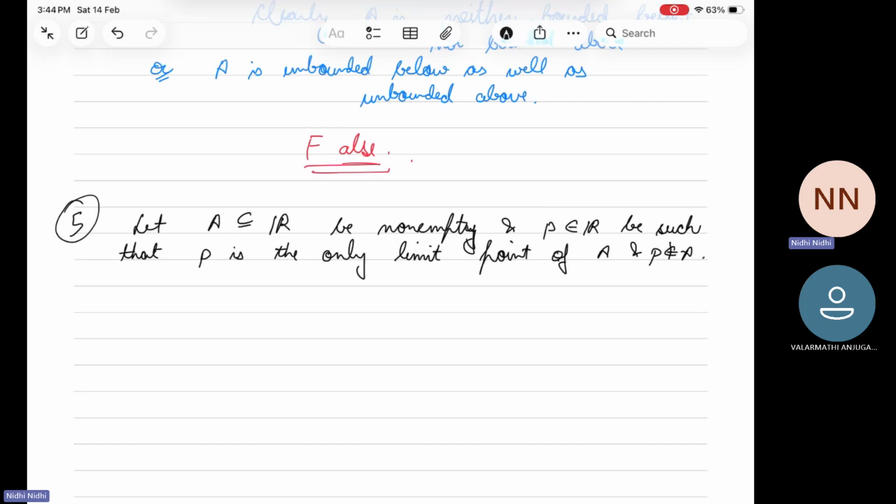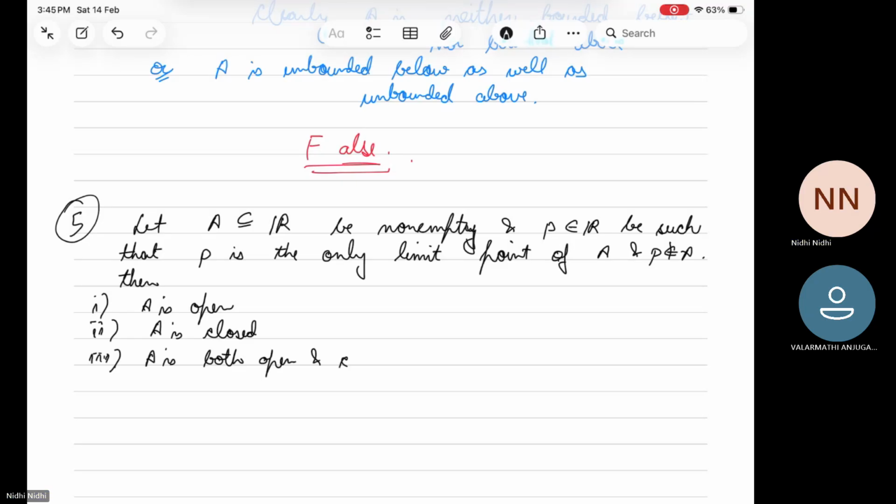That means A has a limit point which is outside A. Then we have the options: A is open. Secondly, A is closed. Third, A is both open and closed. And fourth, none of the above.